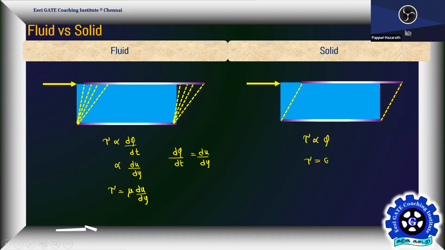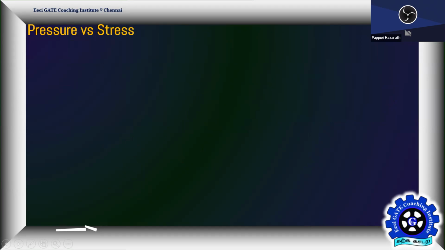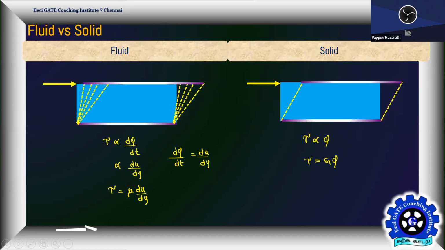Tau equivalent to G phi, modulus of rigidity. That's it. That is the difference between fluid and solid. Next, who is the hero of fluid mechanics? Tell me. In fluid mechanics, we will be discussing pressure. In solid mechanics, the so-called strength of materials, stress. Force. Stress. So what is the difference between pressure and stress?